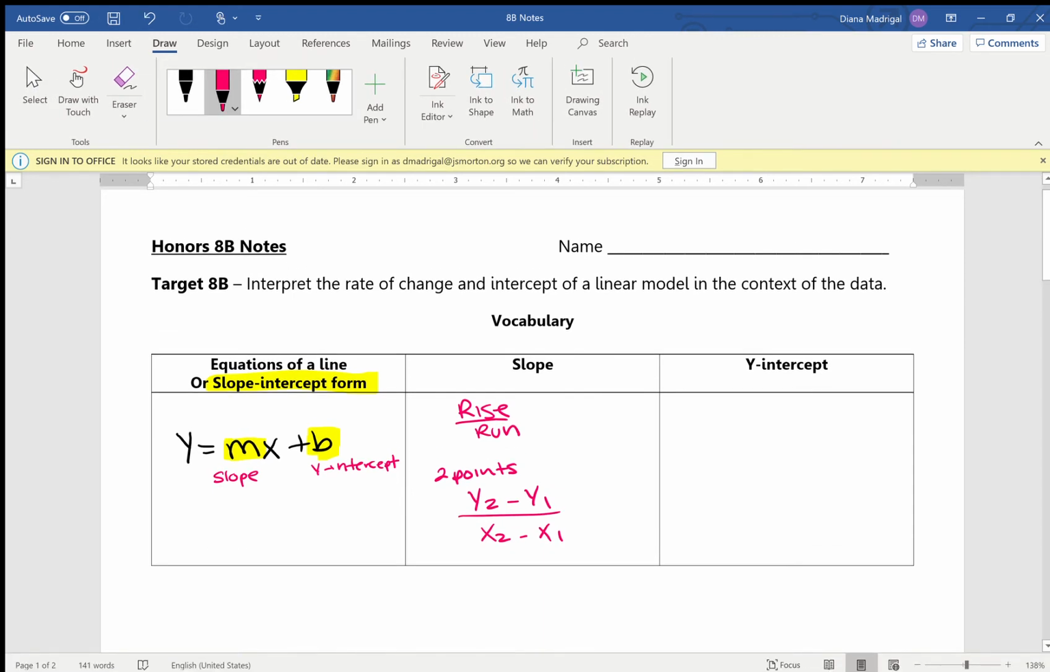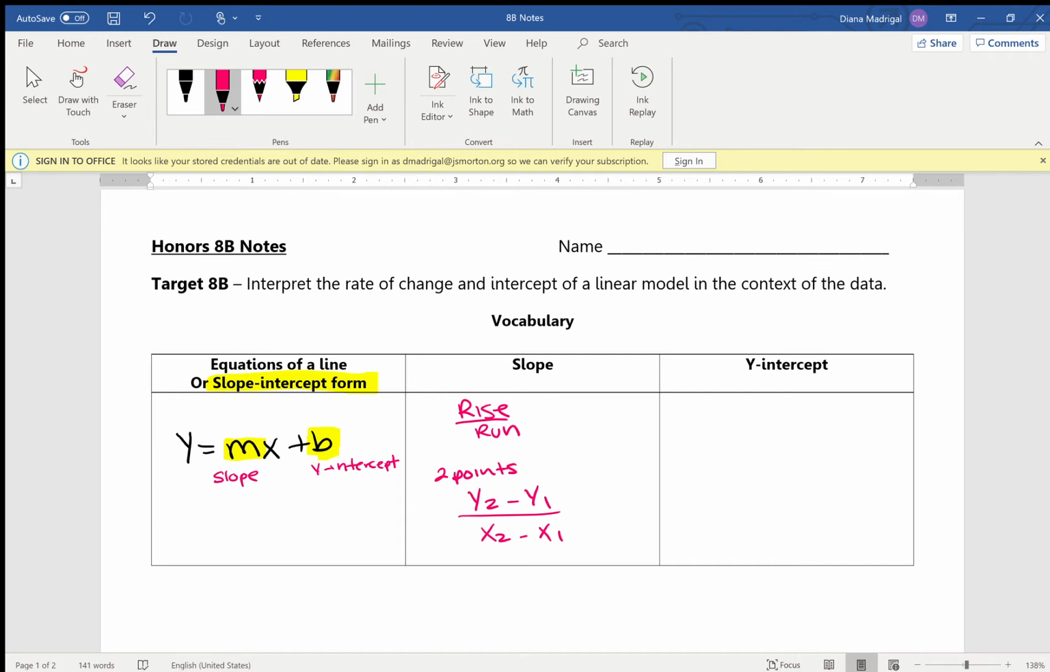Alright, as explained in the video, we learned about the equation of a line, slope, and the y-intercept last semester. But just to refresh your mind, the equation of a line, or the slope-intercept form that we're going to be using in this lesson, is y equals mx plus b. In order for you to write the slope-intercept form, you need to find the slope and the y-intercept. And there's two ways to find the slope.